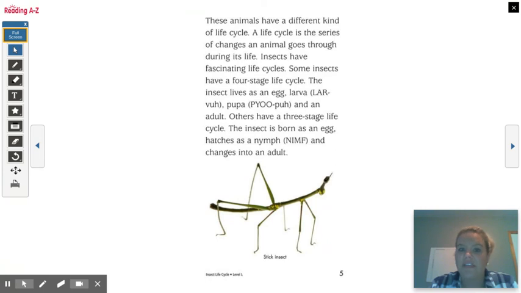Some insects go through 4 stages of a life cycle. The insect lives as an egg, a larva, a pupa, and an adult. Okay, so some of them go through 4. Others go through 3 stages of a life cycle. Egg, and then it hatches as a nymph, and then an adult. So some do 4 and some do 3.